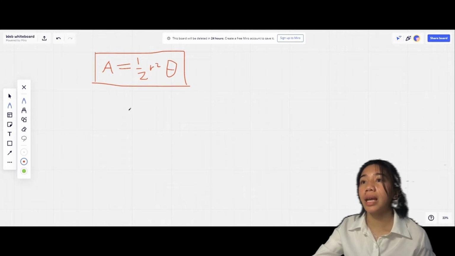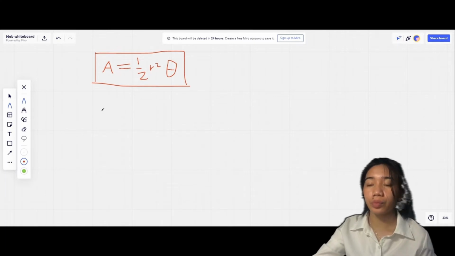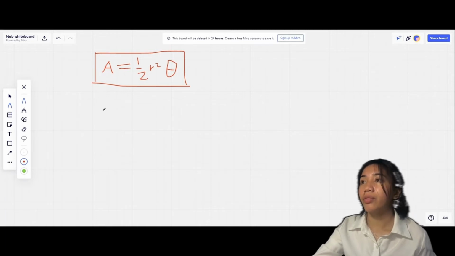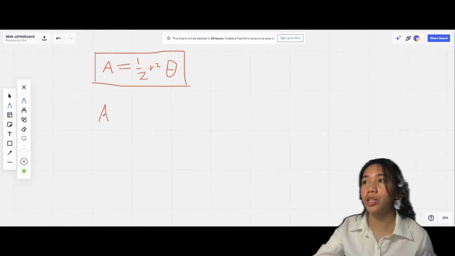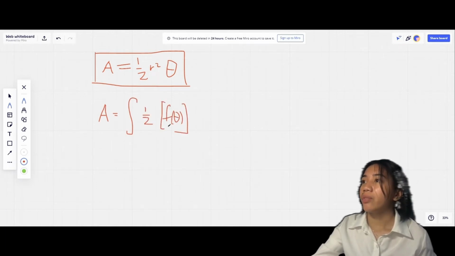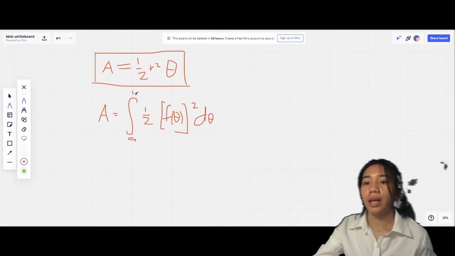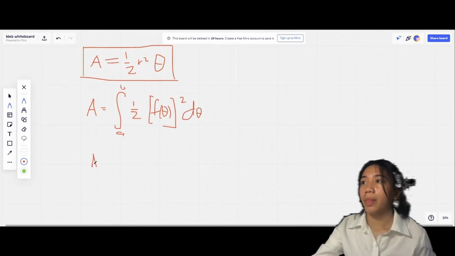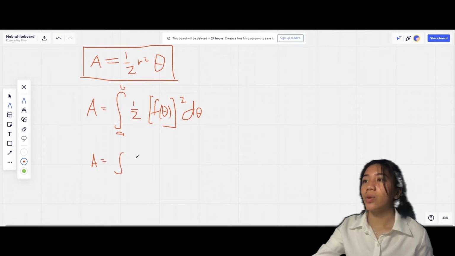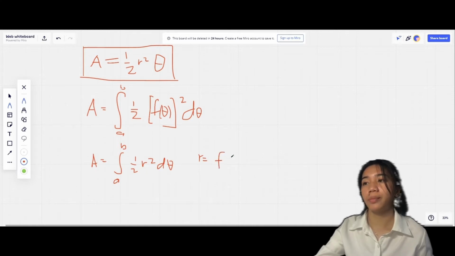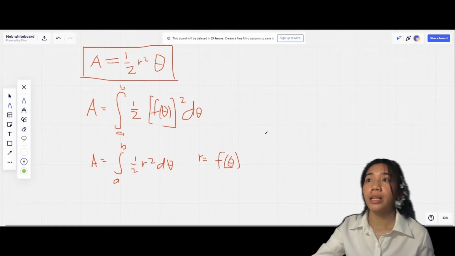So deriving from the formula A equals 1/2 r squared theta, we have the formula for the area of an enclosed region: A equals the integral of 1/2 f of theta quantity squared d theta from a to b, which can also be written as A equals the integral of 1/2 r squared d theta from a to b, as we know that r is also equal to f of theta in our polar equation. So let us now try to solve our equation from earlier, 2 cosine 3 theta.